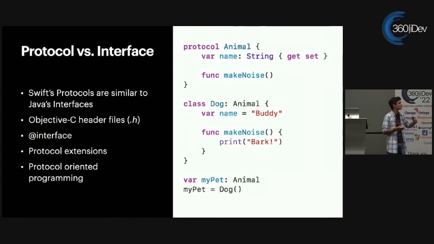In this case, let's say the animal protocol says that you need to have a name and you need to be able to make a noise. Well, a dog definitely works with those rules. A dog makes a noise, a dog has a name. So you can create some sort of pet and say it has to be an animal. And then you can fill that pet with a dog. Why? Because dog fulfills all of the rules set forth by that animal protocol.